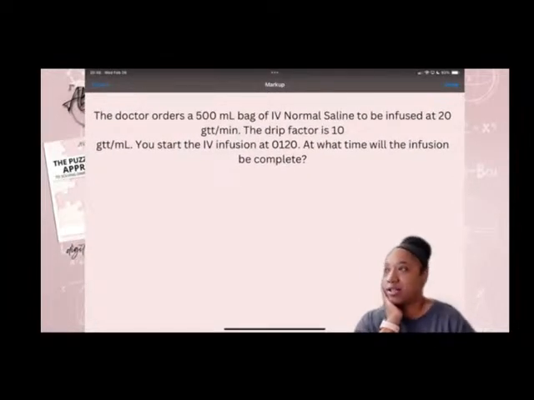All right. The doctor orders a 500 milliliter bag of IV normal saline to be infused at 20 drops per minute. The drop factor is 20 drops per milliliter. You start the IV infusion at 0120, so it's 1:20 in the morning, right? At what time will the infusion be complete? So, what are we looking for here? This is an IV infusion time problem. What is the goal that we will be looking for?